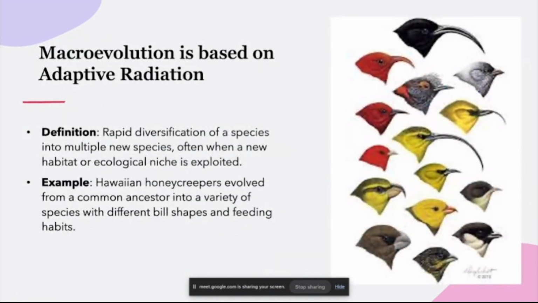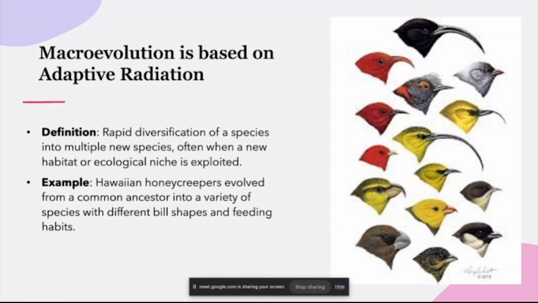So now macroevolution is something that is based on adaptive radiation. What is this? This is the rapid diversification of a species. So, this is the rapid changes that happen within a species that basically make them different species.